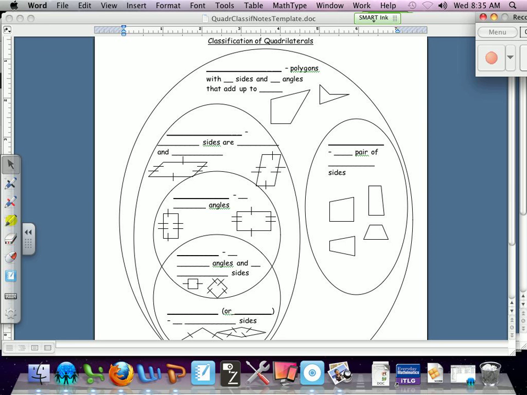We're going to talk about classifying quadrilaterals. And again, it's a nested Venn diagram where the outermost oval, in this case, is going to be as generic as we're going to get, and then as you go to the inner circles, it gets more and more specific. So the first one is that we're going to look at quadrilaterals.